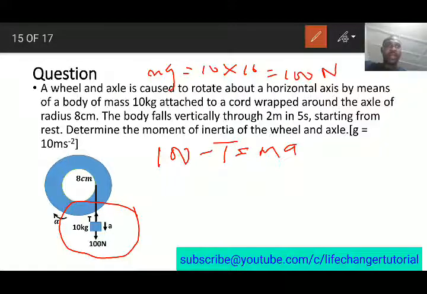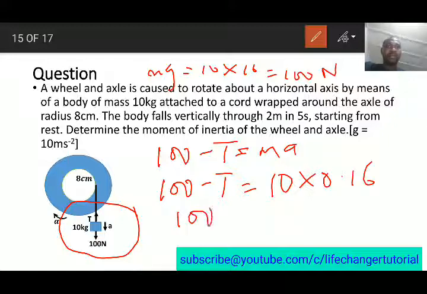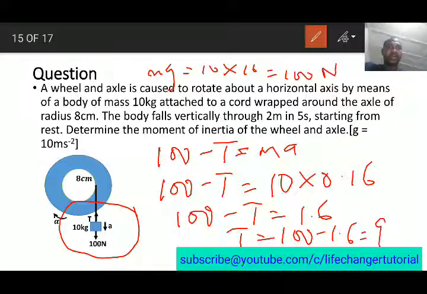So at this point, we are going to have 100 minus T, which is the tension, equal to the mass, which is 10, times the acceleration, which we got to be 0.16, if you can remember. So 100 minus T is going to be equal to 1.6. And so T is going to be 100 minus 1.6, and that is going to give us 98.4 newtons. So 98.4 newtons is the value for the tension.